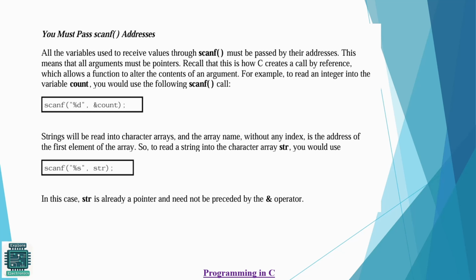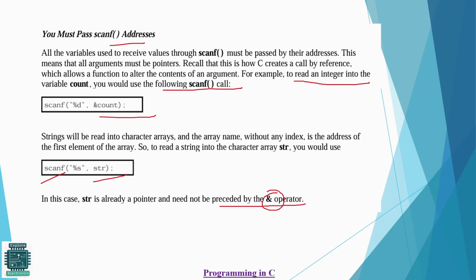And here you must pass scanf addresses. Here, scanf("%d", &count) and scanf("%s", str). Here you can see the two cases. In the first case, it reads an integer into the variable count, using the following scanf call. Here it reads the integer into the variable count. %d is nothing but an integer value, right? But in the second case, str is already a pointer, right? And it need not be preceded by the ampersand operator.